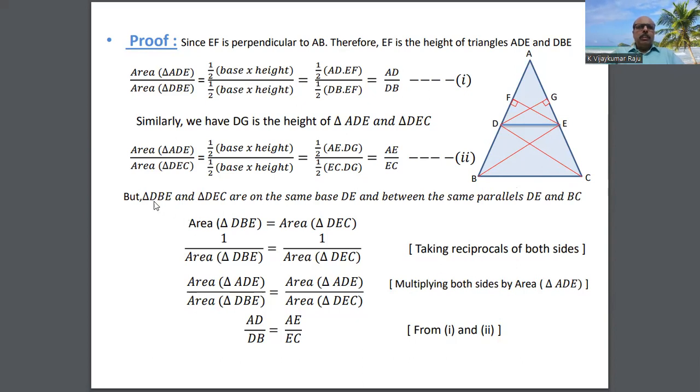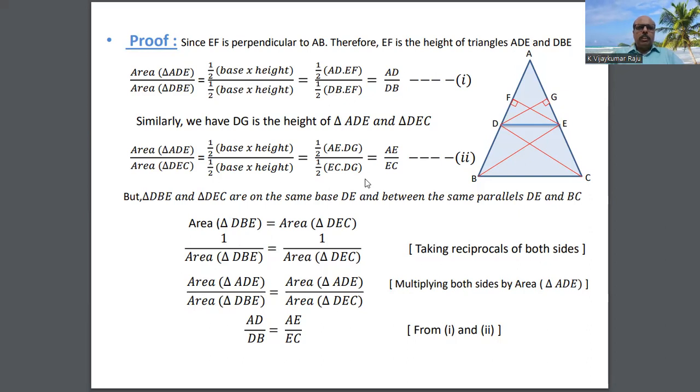Therefore, triangle DBE and triangle DEC are on the same base DE and between the same parallels DE and BC. Therefore, area of triangle DBE is equal to area of triangle DEC. Let us take the reciprocal of these two. It becomes 1 upon area of triangle DBE is equal to 1 upon area of triangle DEC. Multiply both sides with area of triangle ADE. So you get area of triangle ADE upon area of triangle DBE is equal to area of triangle ADE upon area of triangle DEC.